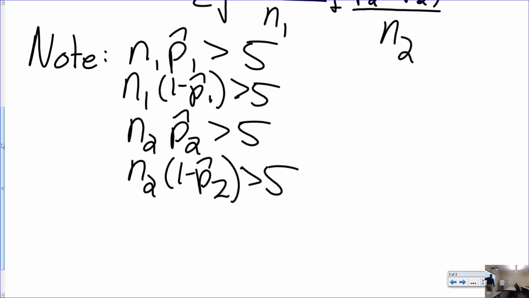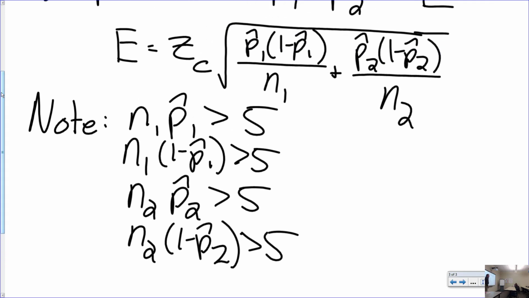Alright, so again, don't forget to check these. Anytime you're dealing with proportions, folks, this has to be true. Okay, it just has to be. No matter what you're doing, right? And this will be true any time else that we come back to proportions and deal with it again later on. This sort of stuff will still have to be true.